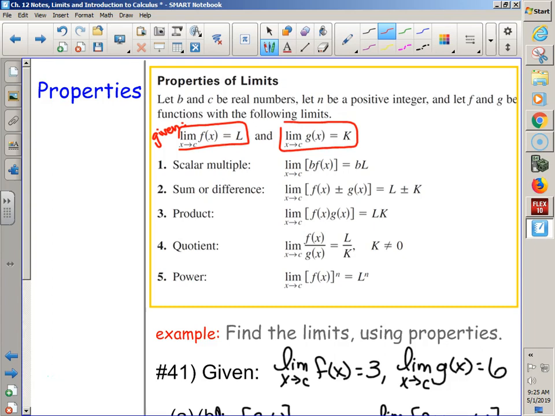Pre-calc is doing conic sections. Which one are they on today? Hyperbolas. Okay, pre-calc is doing conic sections.